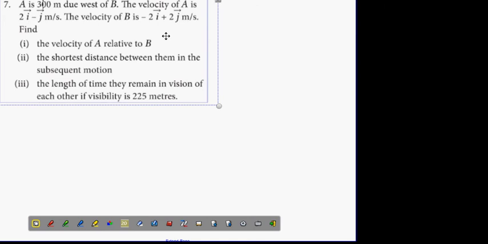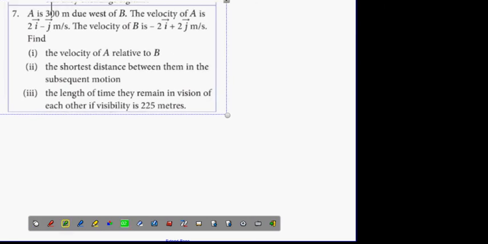Okay, so once we define v_AB, v_AB is v_A minus v_B. Now, v_A being 2i minus j and v_B being minus 2i plus 2j, then 2i minus minus 2i gives me 4i. Minus j minus 2j gives me minus 3j. So 4i minus 3j for the velocity v_AB. Okay?